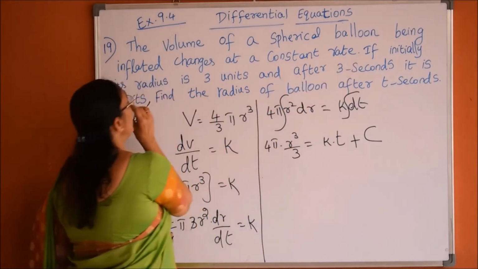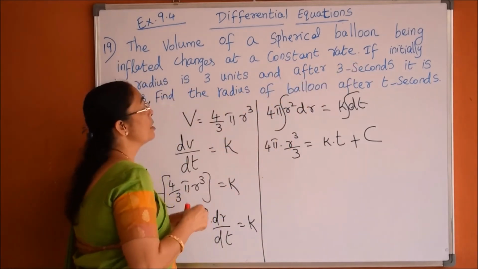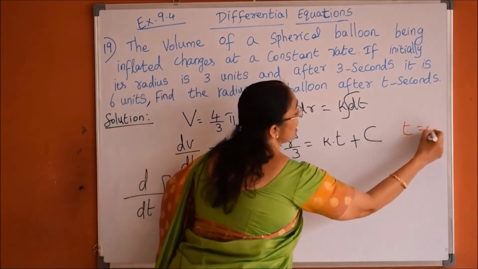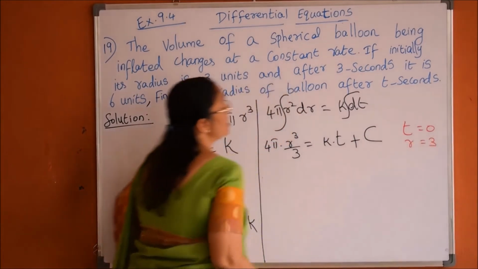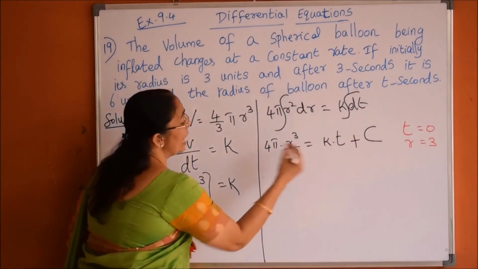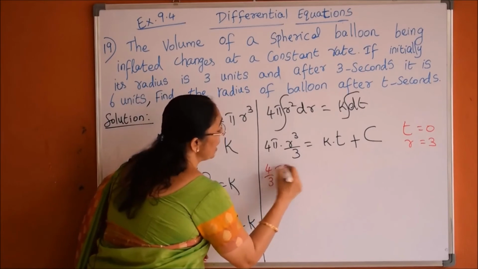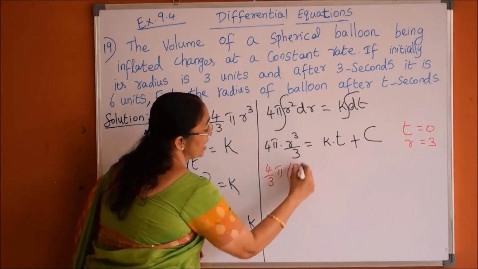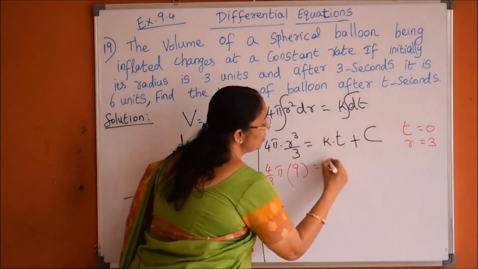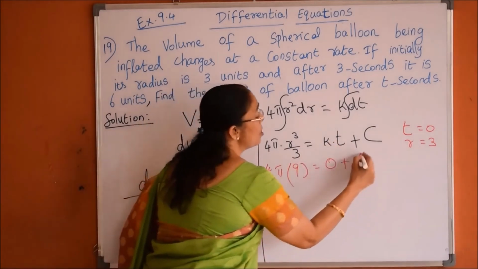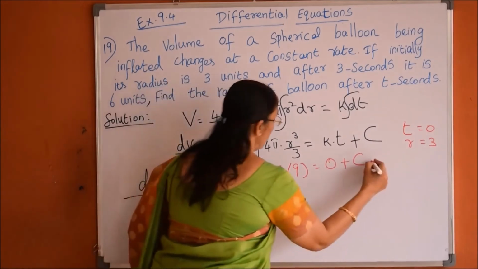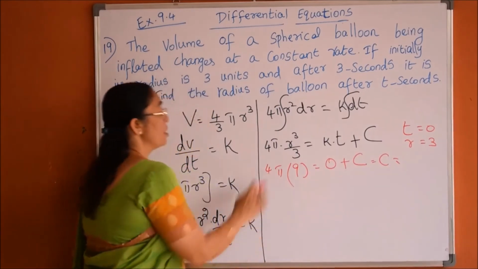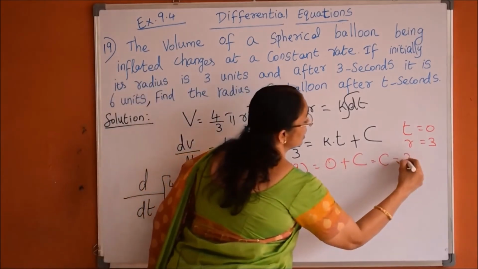If initially its radius is 3 units, that means initially our time will be 0. When t is 0, radius is 3 units. So substituting t equals 0 and r equals 3, we get 4 by 3 pi into 3 cube, which is 4 pi into 3 square, which is 36 pi, equals k into 0 plus c. Here we already divided by 3. So c value is 36 pi.